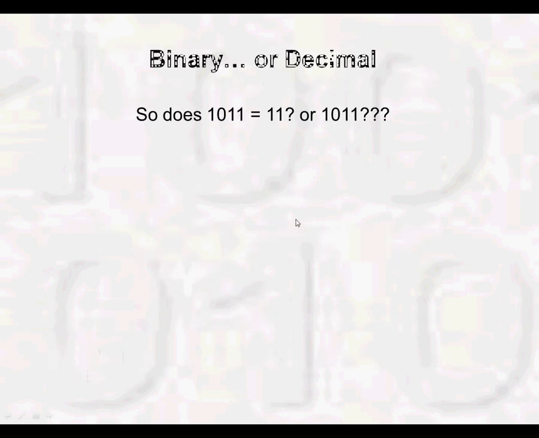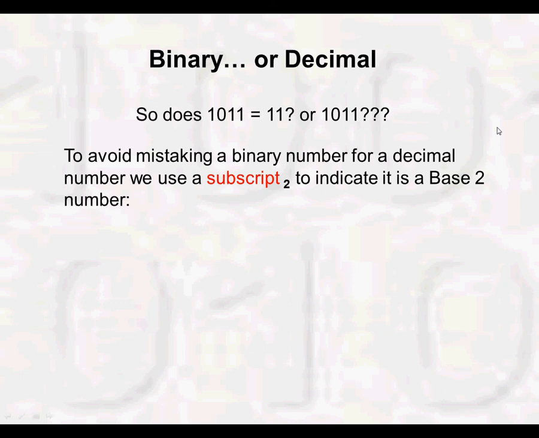So if I see the number 1011, what does it mean? Am I talking about the number 11, or am I talking about the number 1011? Which one am I talking about? Well, to avoid confusing this as a binary versus a decimal number, we usually use a little subscript 2 to indicate that it's a base 2 number. So it looks like this. So now I know that this is talking about the decimal number 11 instead of the decimal number 1011.